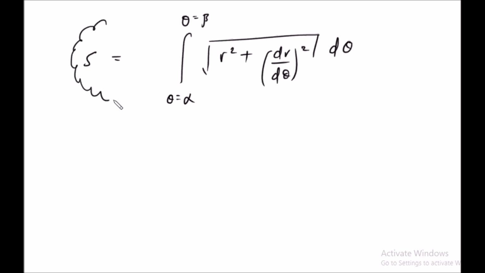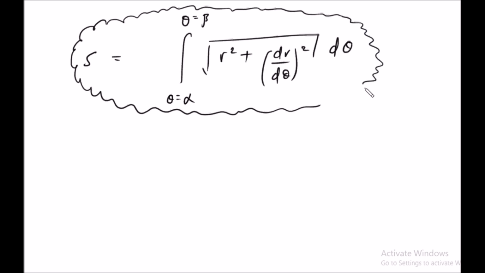Kwa hiyo sasa ndo formula ya length of an arc, kwa sababu s, umeona s ni length of the arc AB. Kwa hiyo hii ni formula sasa ya length of the arc in polar coordinates, ndo hii hapa. Na hii formula nao tutaitumia kufanya examples. So tuende kwenye example sasa.